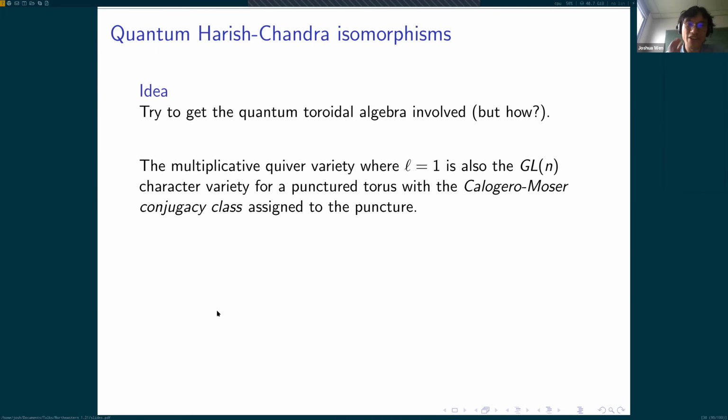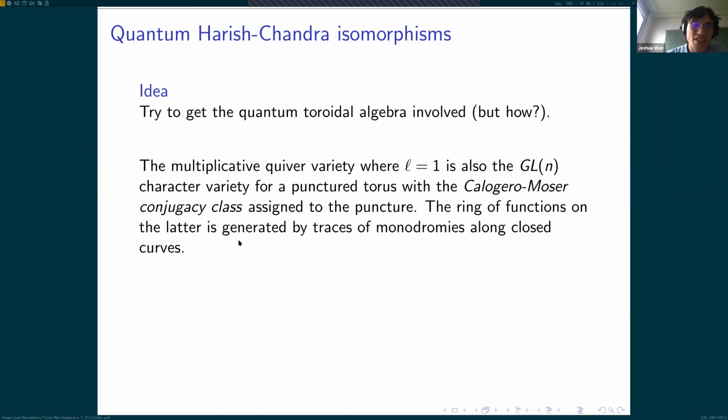So, trying to get the quantum toroidal algebra into this story. Even in the case L equals 1, this multiplicative quiver variety is isomorphic to the GL_N character variety for the punctured torus with a certain conjugacy class assigned to the puncture. You want the monodromy around that puncture to be in this conjugacy class. And the ring of functions on this character variety is generated by traces of monodromies along closed curves in the torus.